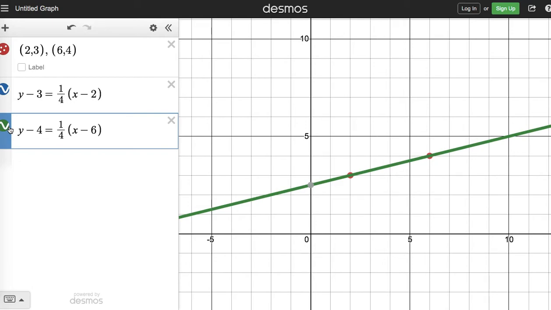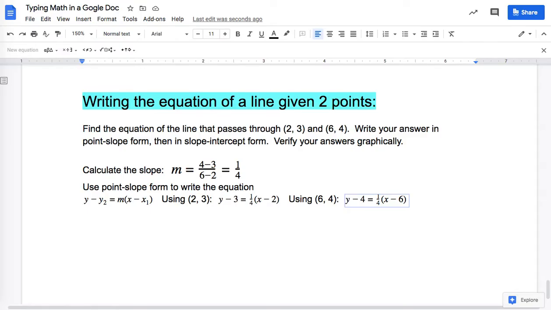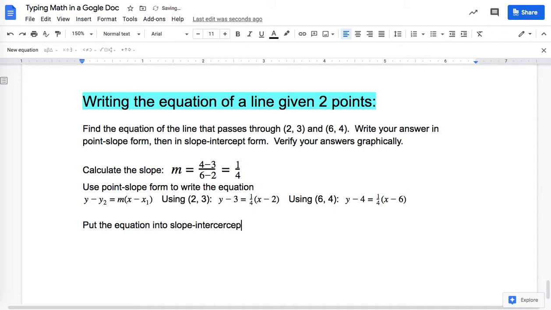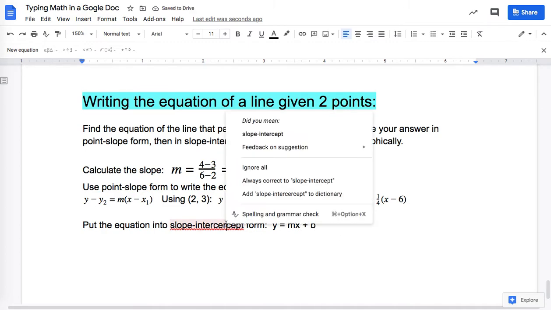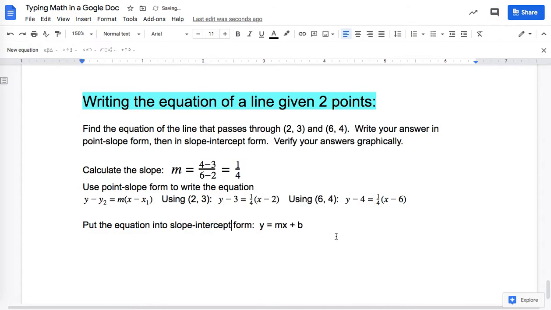Okay, now let's pick one of these. Doesn't matter which one. Pick one of these to put into slope-intercept form. So I'm just going to pick the second one. And we are going to put the equation into slope-intercept form. And remember, slope-intercept form is y equals mx plus b. There we go. Thank you, Google.